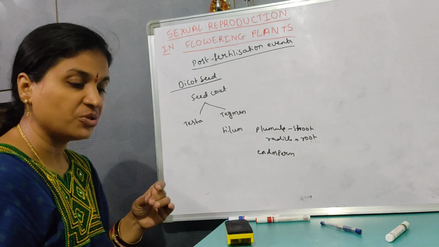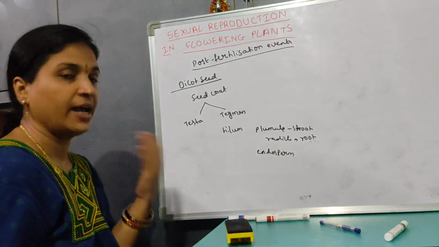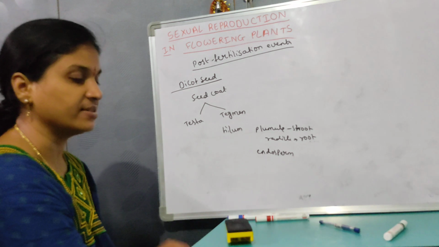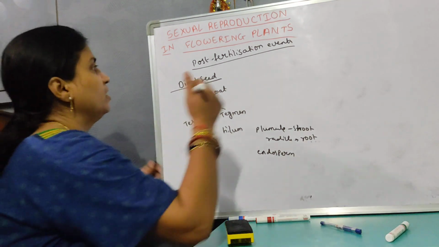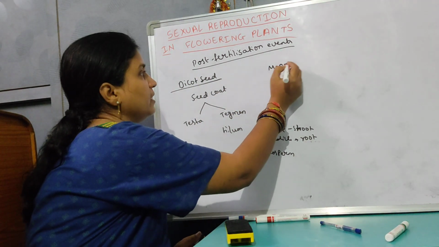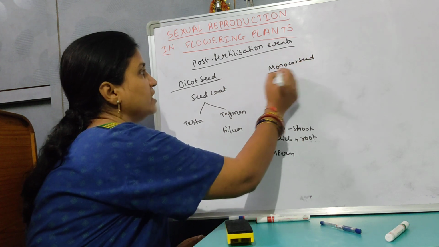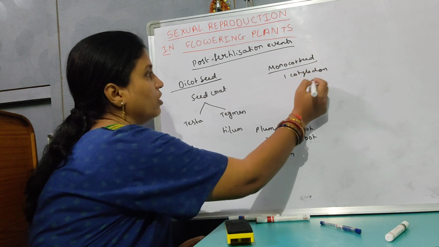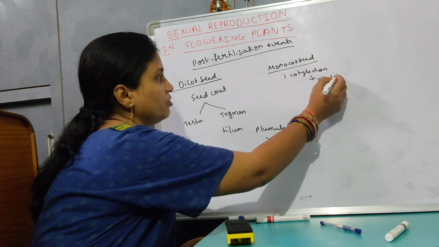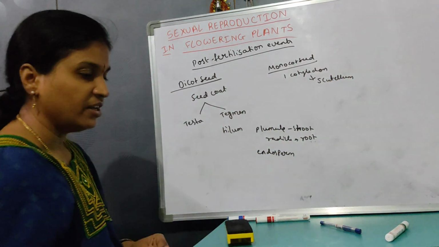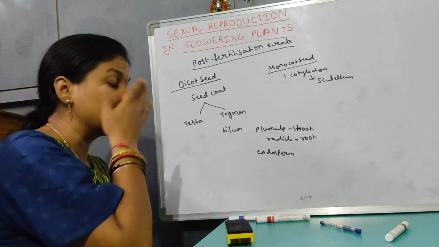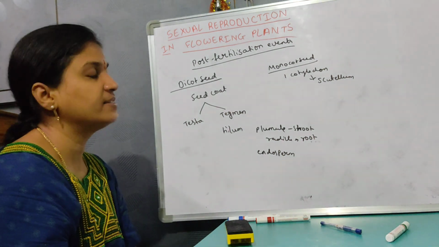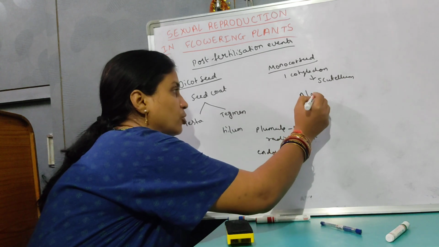Sometimes some mature seeds have endosperm, they are endospermic seeds. Sometimes some mature seeds do not have the endosperm. They are non-endospermic seeds. We have discussed this earlier. Monocotyledon seed: only one cotyledon, which is called scutellum. It stores the food materials. All monocots have the endosperm. They are endospermic seeds, and that endosperm is covered by the aleurone layer.